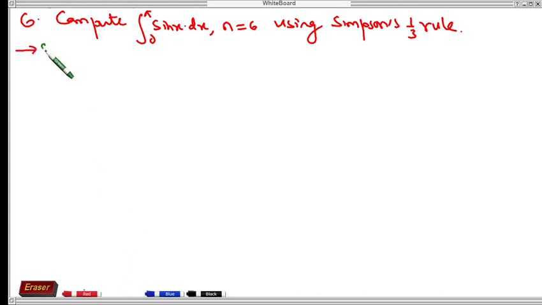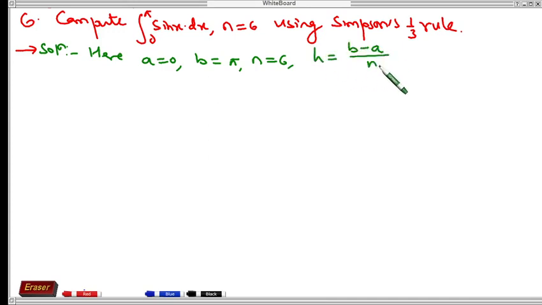The solution is, here a equal 0, b equal pi, n equal 6, then h equal b minus a over n, pi minus 0 over 6 equal pi by 6. Now there are 7 points because n is 6. 7 points to be considered.